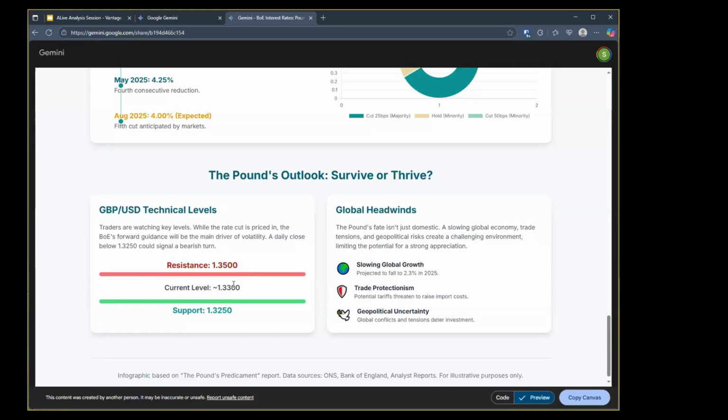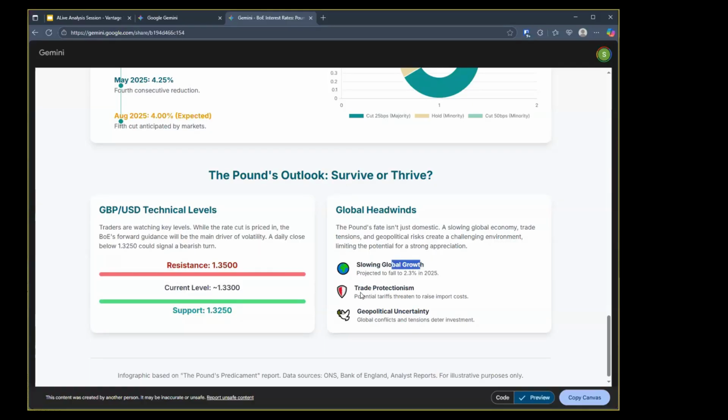Okay, so the current level is at 1.3300. Probably about 50 pips down and then 200 pips up. So essentially, you're looking at a kind of inherent bullish call here. So we'll probably look out for a buy on the pound dollar. Okay, anything below 1.3250 would be your bearish momentum downwards.